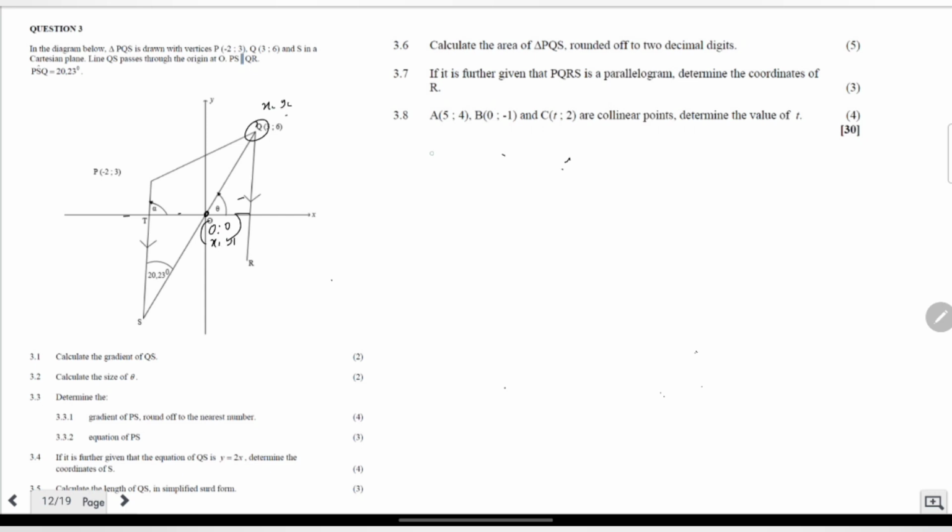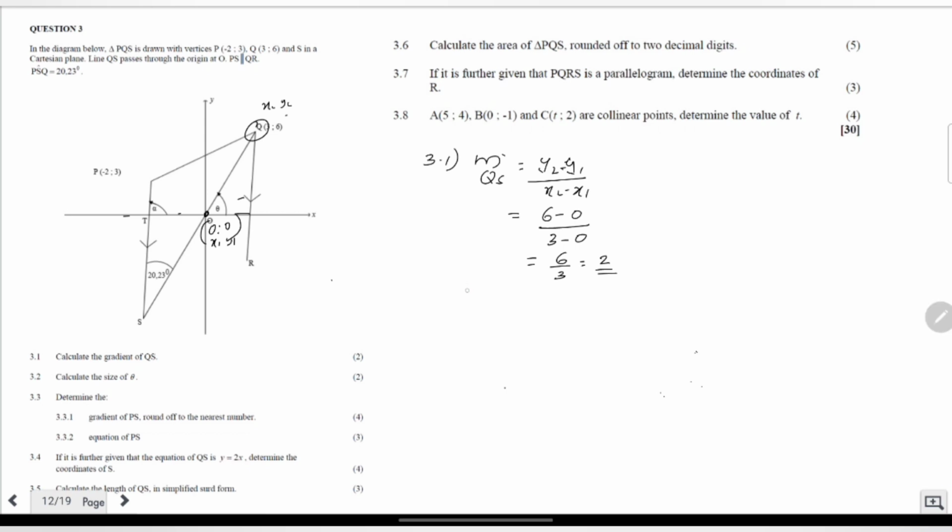Then you can use the formula, that is 3.1. Gradient of QS is equal to, what is that? Let me write the formula: y2 minus y1 divided by x2 minus x1. So it's going to be y2 is 6 minus 0 divided by x2 is 3 minus 0. So the answer is 6 over 3. Answer is 2. Already the line is an increasing line going upward, so the gradient is positive.